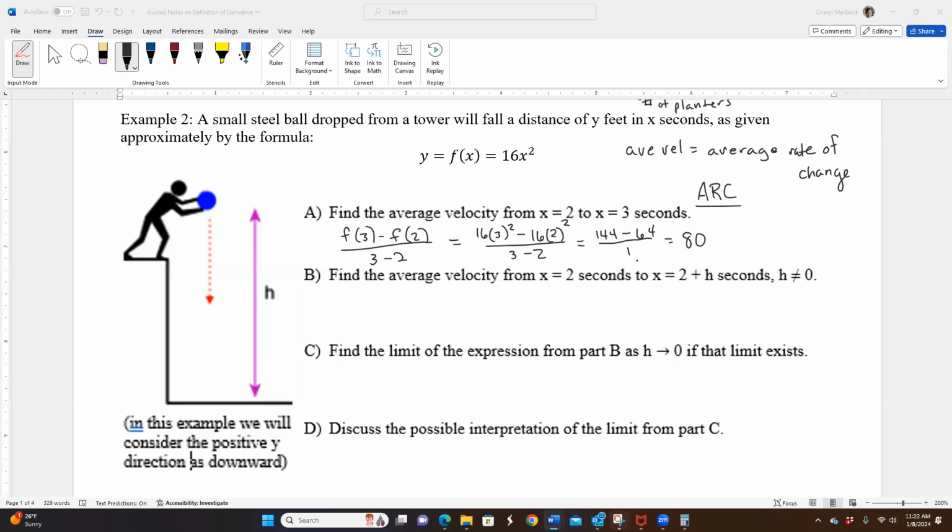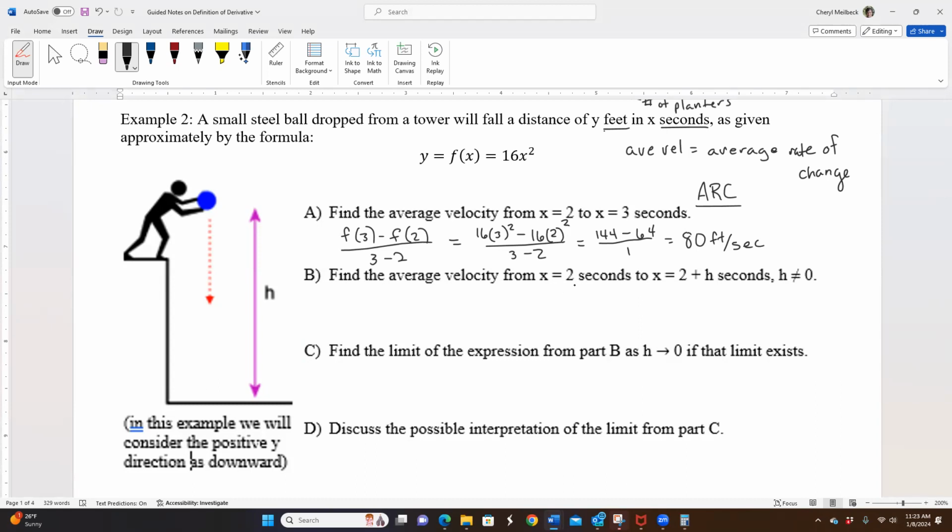When we substituted those values in, we got 144, which was 16 times 3 squared, and 16 times 2 squared was 64. Subtracting those and putting them over 1, we get 80. Now let's see what units we should use. y is in feet, so in our numerator we're talking about feet, and in the denominator, as our x values, we're talking about seconds. So 80 feet per second would be the average velocity from 2 to 3 seconds.